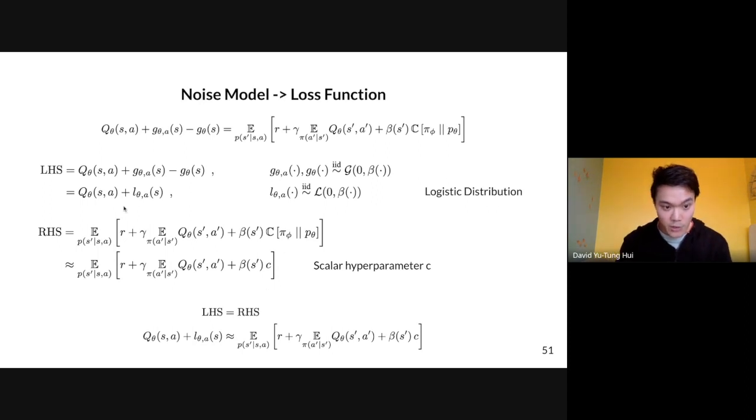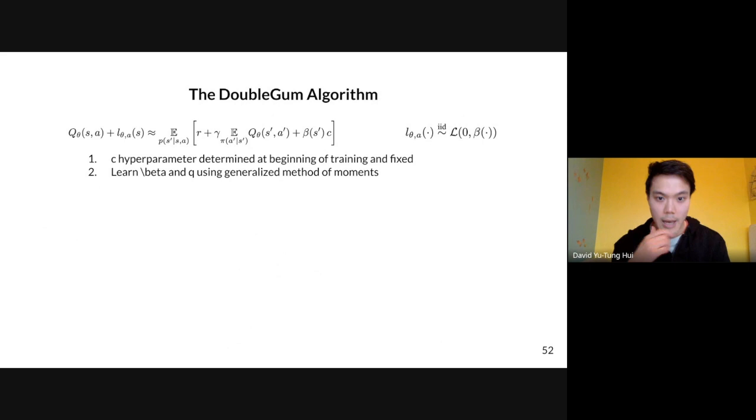So if we substitute the left-hand side and the right-hand side of the original noise model, what we end up with is this equation. And this is only an approximate equality. It's an approximation because here we've approximated the cross-entropy C by this hyperparameter. And this approximate noise model that we end up with is a logistic noise model.